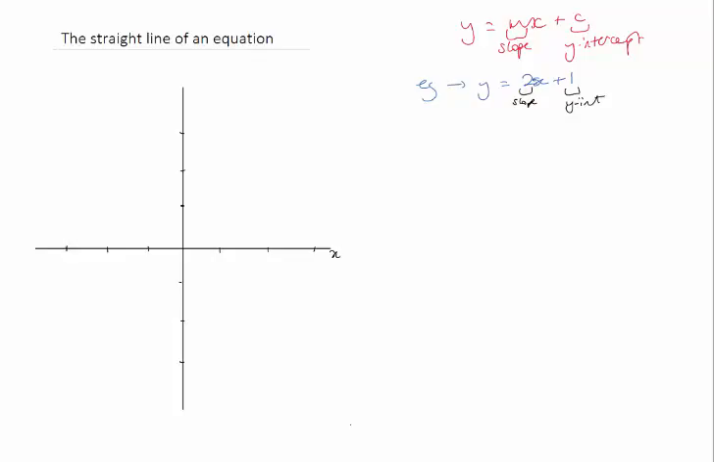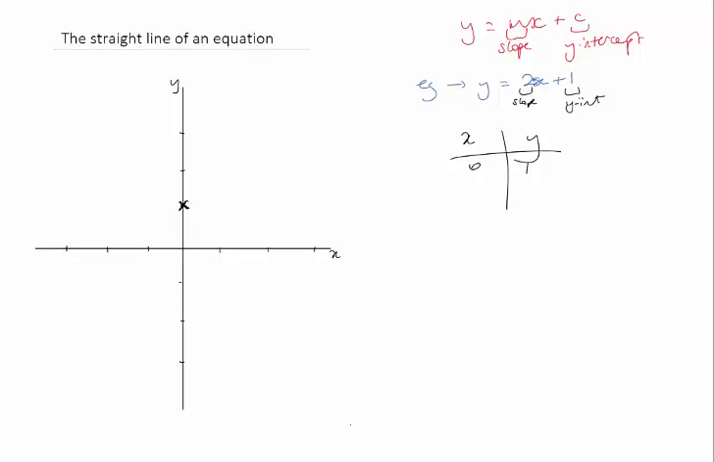So if we've got our axes here, x and y, then we can already put on our y-intercept, can't we? So that means that x is 0, y is 1. We know this from the equation. So x is 0, y is 1. Sorry, that's the wrong way around. So x is 0, y is 1. So there's our first point.